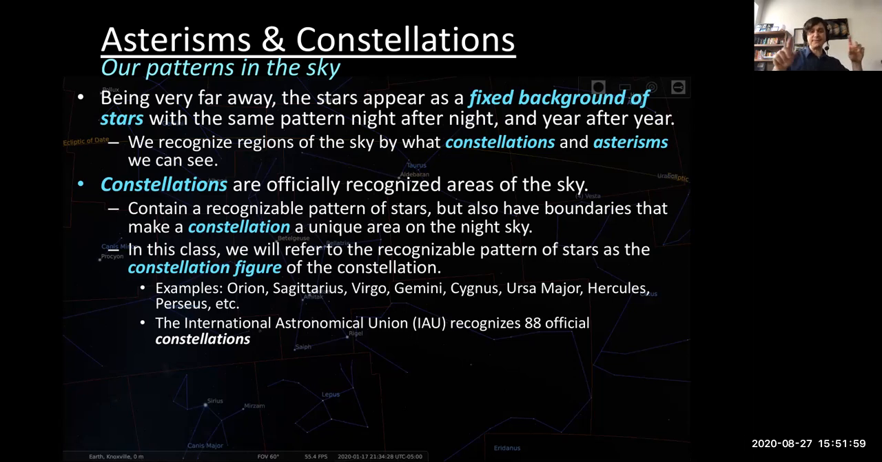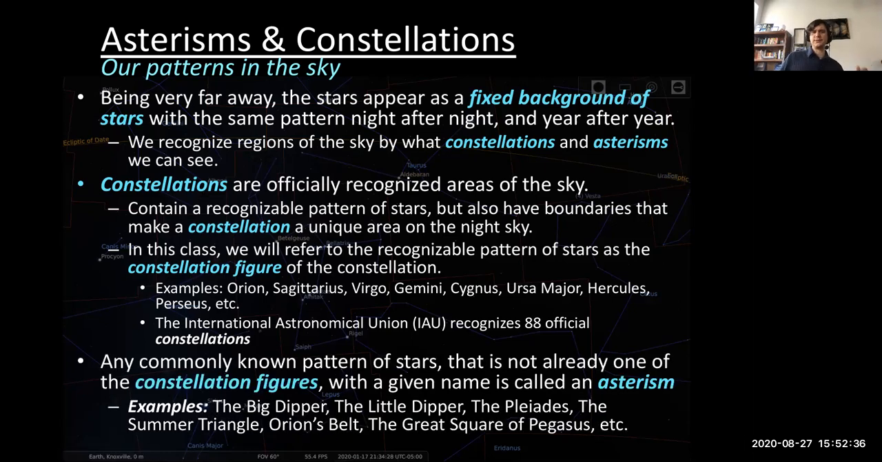And since these have boundaries, we can then break up the entire sky, every part of the sky you can see from the north and the south, into unique regions. And we do that, we break the sky up into 88 different official constellations. And here, official, these are the ones that are recognized by the International Astronomical Union, the IAU. So we can break up the entire sky into 88 different regions, and we can figure out where those regions are by looking for the constellation figure, which tells us that we're in that constellation.